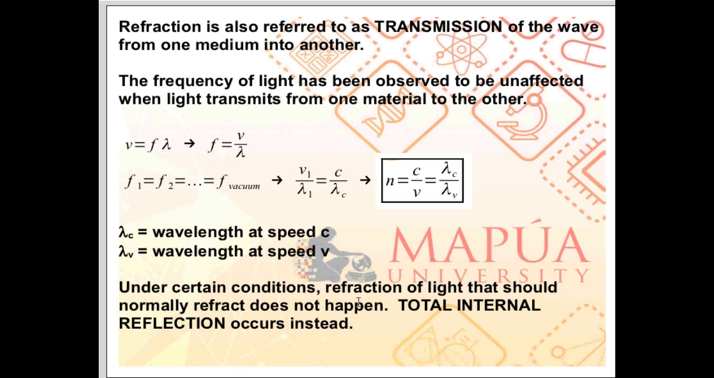Under certain conditions, the refraction of light that should normally happen does not happen. Instead, total internal reflection occurs. Let's take a look at under what conditions total internal reflection will occur.